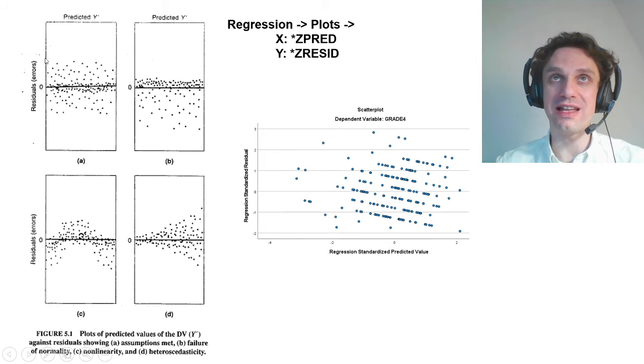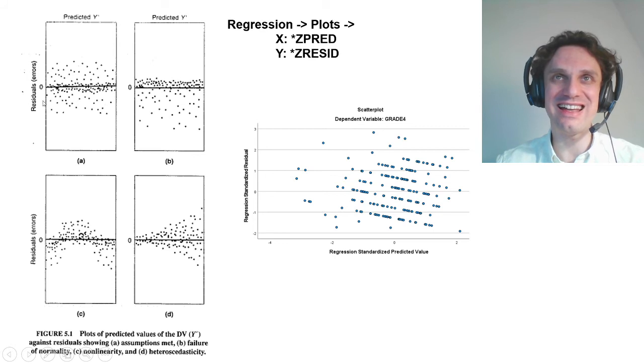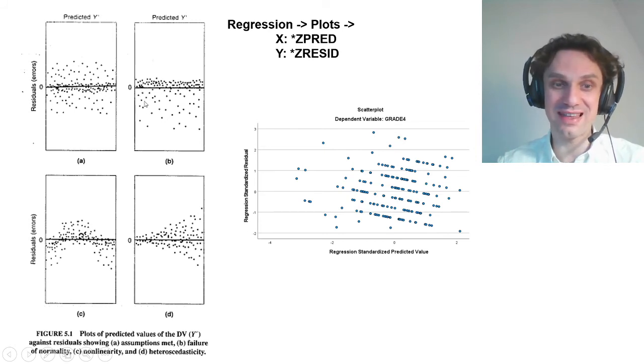So if all the assumptions are met, you're going to see a picture like is shown in part A, when they are kind of normally distributed if we look from the side at this distribution, and it's uniform across all the values of your predicted variable. If this distribution of errors is not normal, you will see that it's not symmetrical. So this side is smaller, this side is larger. It is asymmetrical, it is skewed.